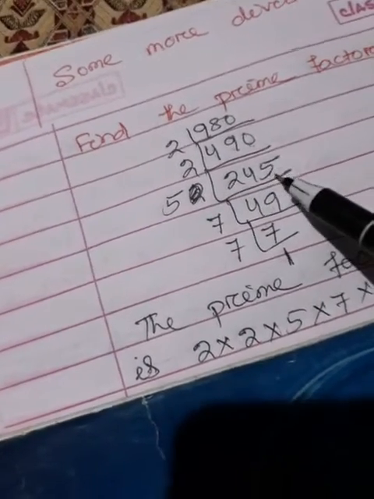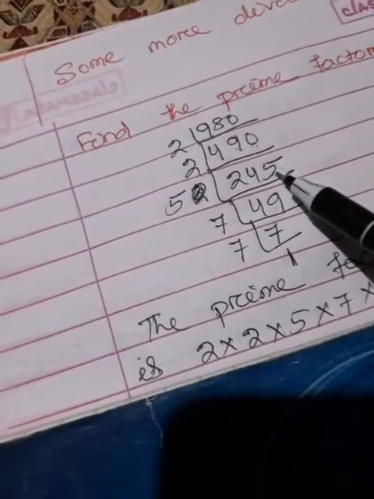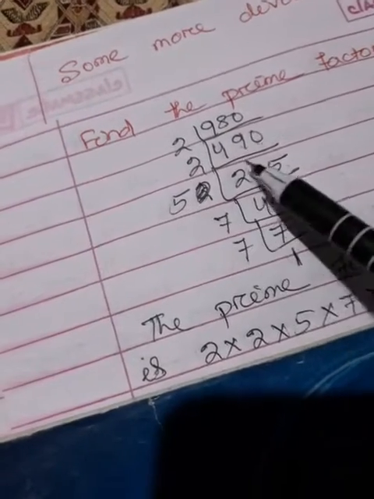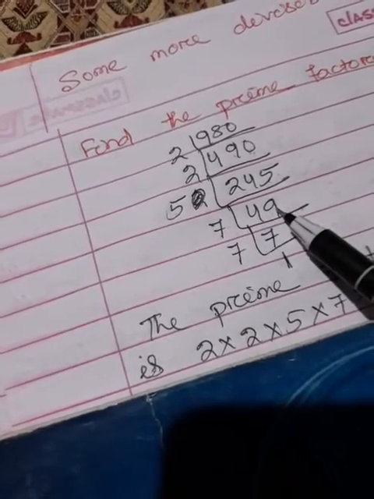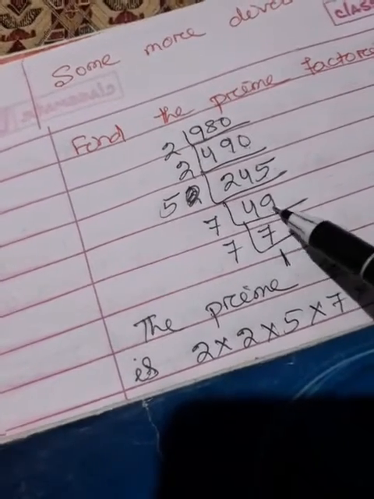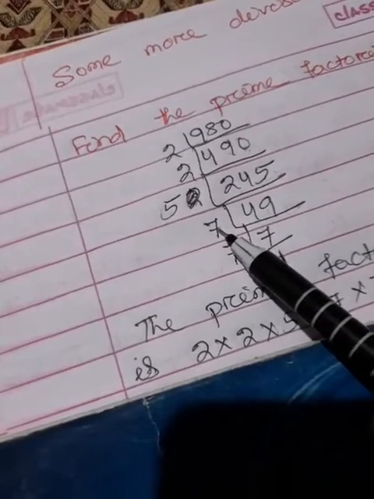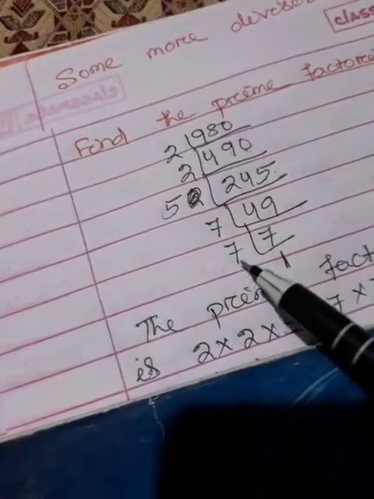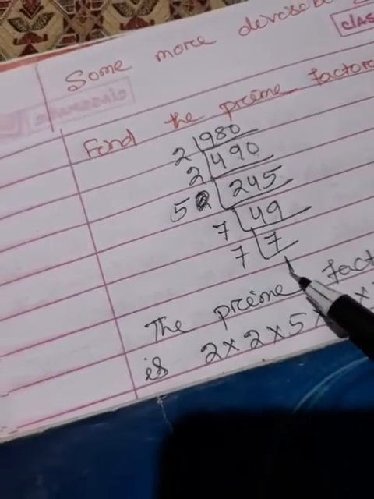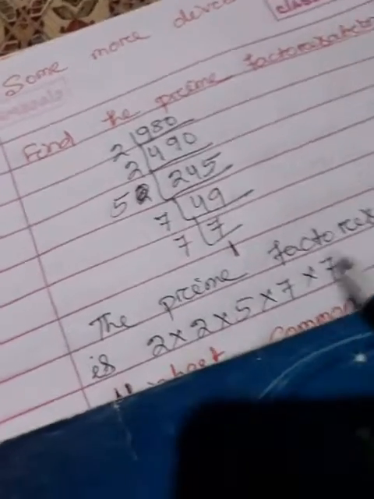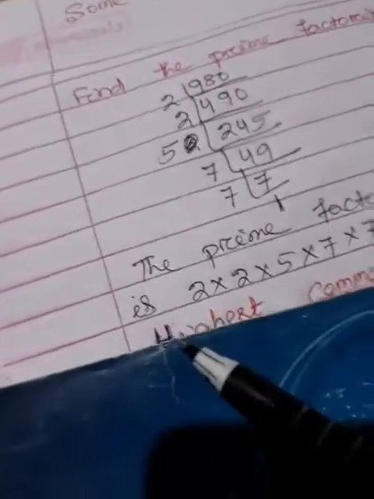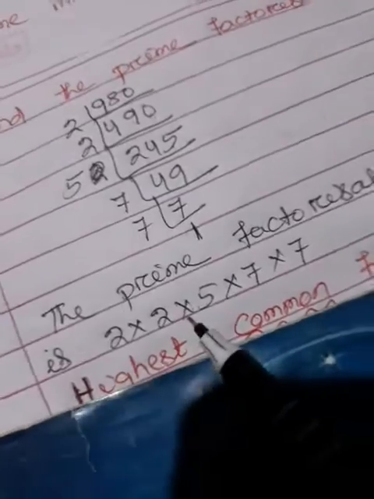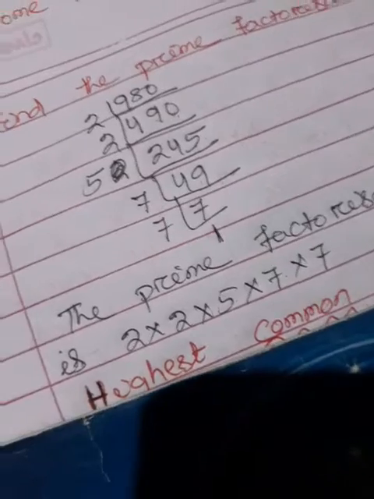Here 245, the ones place is 5, so it is divisible by 5. 5 fours are 20, 4 fives are 45, 5 nines are 45. Here 49 is divisible by 7. 7 sevens are 49. 7 divided by 7 is 1. So the prime factorization of 980 is 2 into 2 into 5 into 7 into 7.